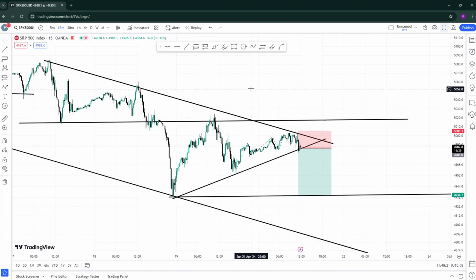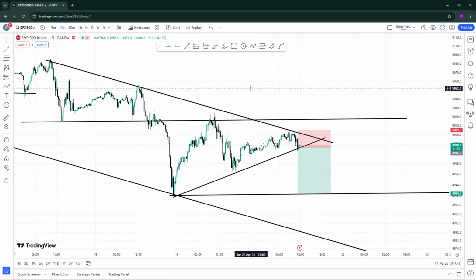Alright guys, so this is how you can use this strategy to analyze any financial market instrument, be it the S&P 500, gold, forex, EUR/USD, oil. You can use this strategy for analyzing this kind of market.